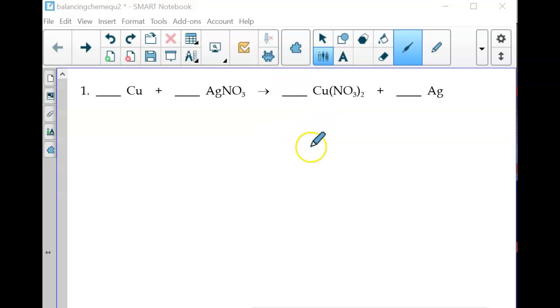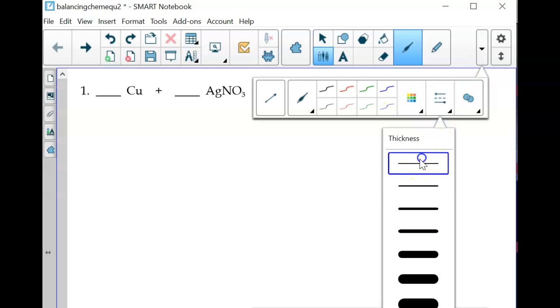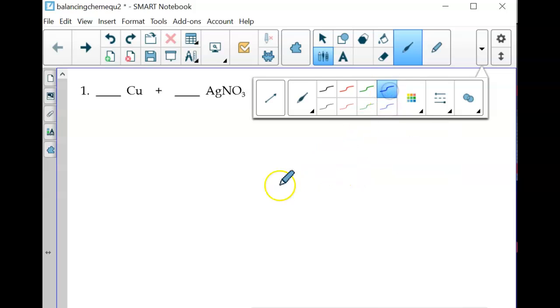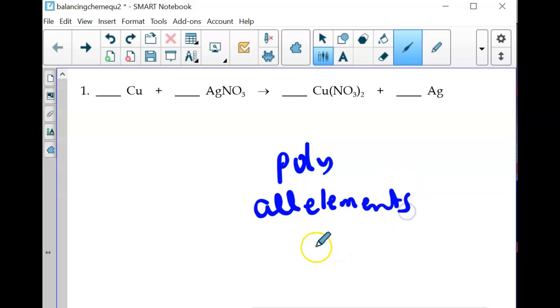Page 5, number 1. Remember that we learned to balance a couple days ago in the notes. We're going to balance by using polyatomics first, all other elements that aren't hydrogen and oxygen, and then hydrogen second to last, oxygen dead last. That's the order that's recommended to make the most success for balancing.